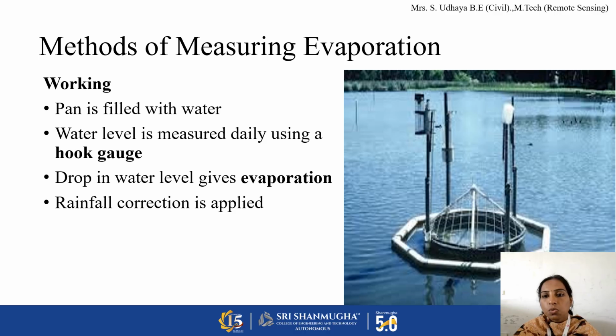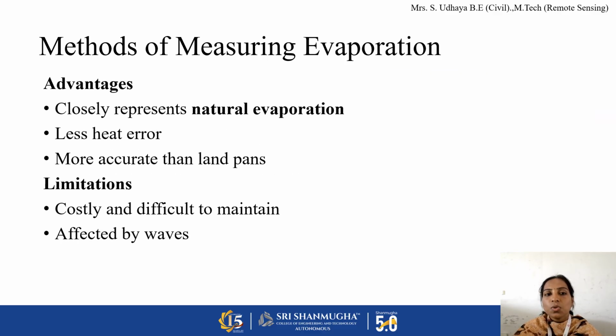Here the pan is filled with water, as you can see in this image. The water level is measured daily using a hook gauge. The drop in water level gives the evaporation rate, and a rainfall correction needs to be applied. The advantage is that it closely represents natural evaporation, less heat error is observed, and it is more accurate compared to other land pans. Its limitations are that it is costly and difficult to maintain, and there are possibilities of it being affected by waves. So these are the four types of methods of measuring evaporation by means of evaporimeter.